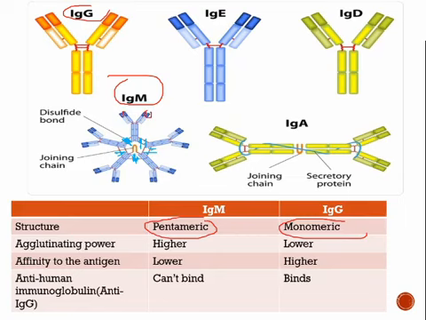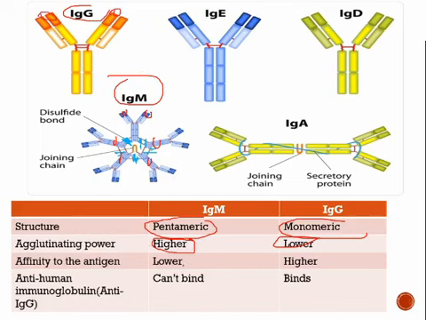IgM has 10 binding sites. This is 1, this is 2, and if you multiply these by 5, they are totally 5 units, so you have 10 binding sites. That's why it binds to more antigens than the IgG, and has a higher agglutination power, while IgG has just 2 binding sites.